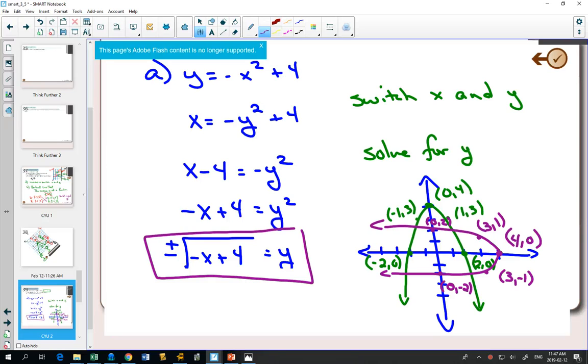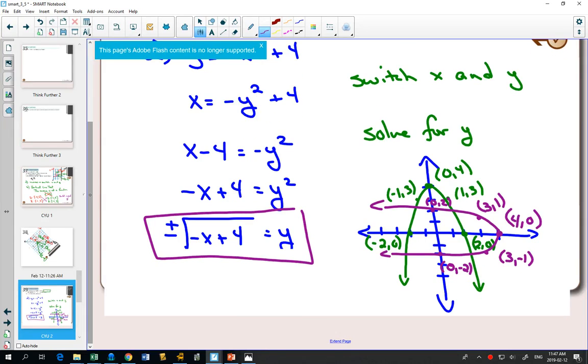Could you have graphed the inverse using the equation? Yes. But that plus or minus actually becomes two equations. One equation would be with the plus sign, square root of negative x plus 4, and the other equation would be with the negative sign, negative square root of negative x plus 4. And we could graph these with transformations as well.